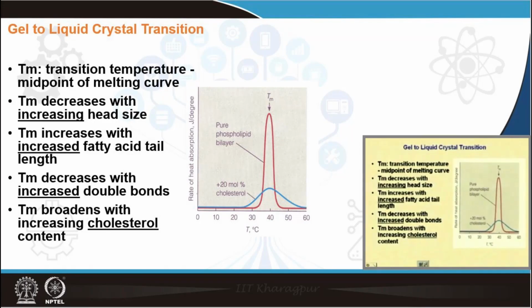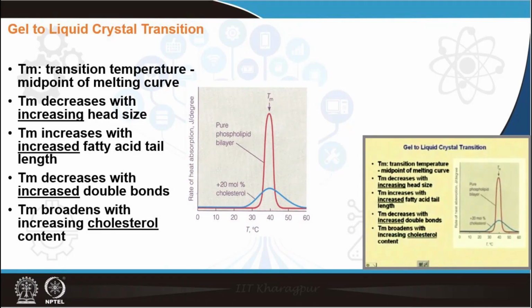In the presence of cholesterol, the Tm broadens. Okay? So, you have basically a flatter Tm, a flatter curve. Why? Because the cholesterol is now embedded in it, and you do not have a sharp transition from a perfectly ordered gel state or a crystal state to a liquid state, a liquid crystal state. Okay? So, let us just go over this once more.